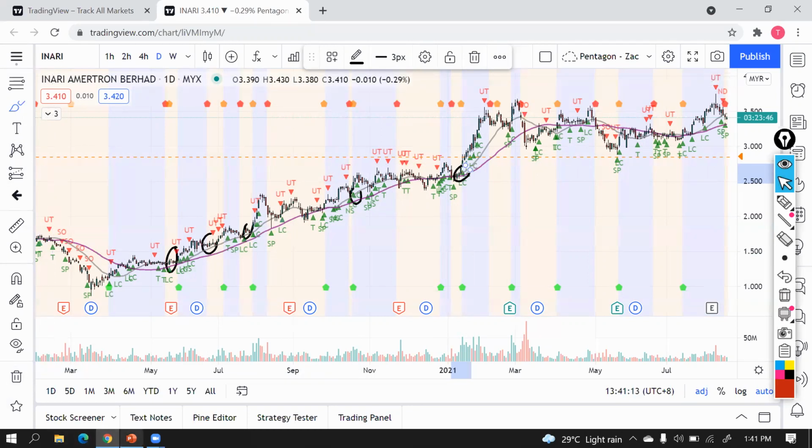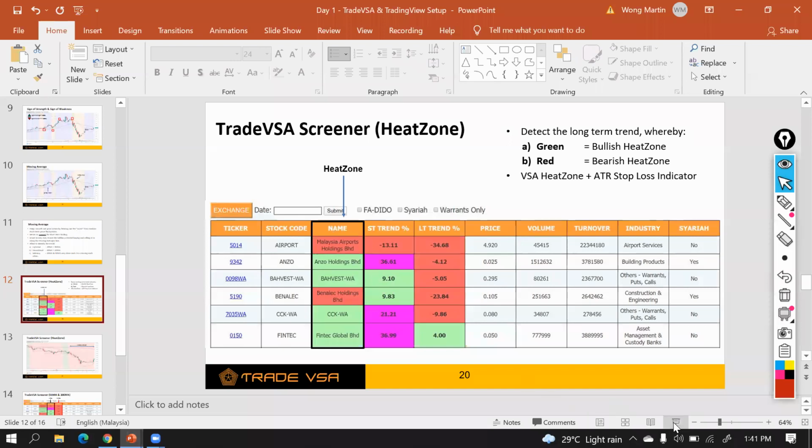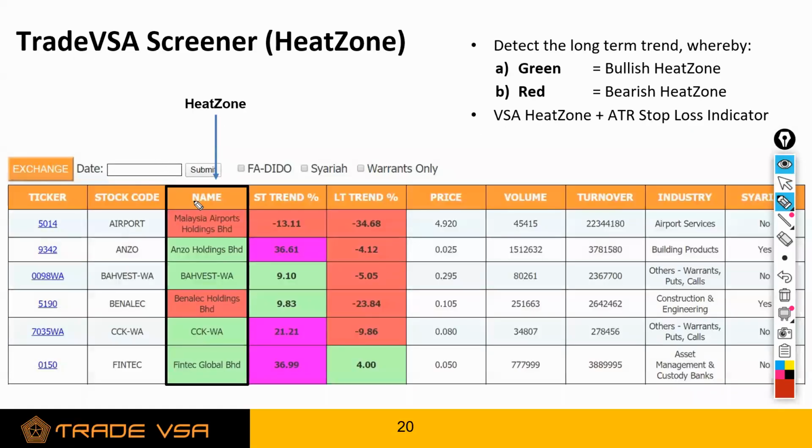So in our screener here, let's go back to the screener. The color of the name represents the hit zone. Say A port, I think I picked this screener up from last year. A port is in red, which means long term they are in downtrend. This counter here, Anzo, is in green, which means looking at the bigger picture or long term, they are in uptrend. This screen I actually picked up from last year, it doesn't mean that the price is in this zone right now. I'm going to show some examples later on.